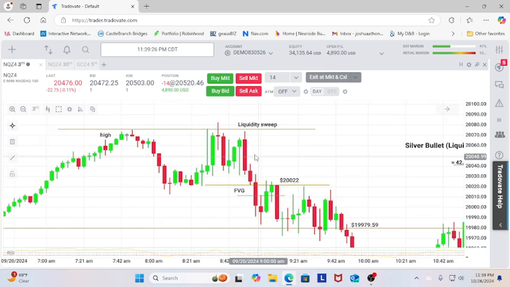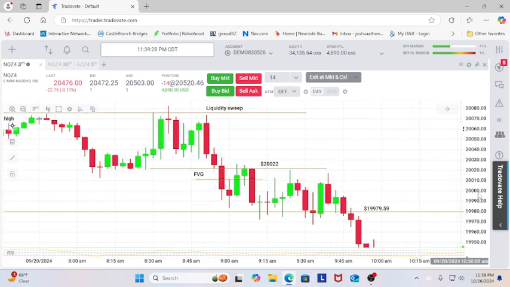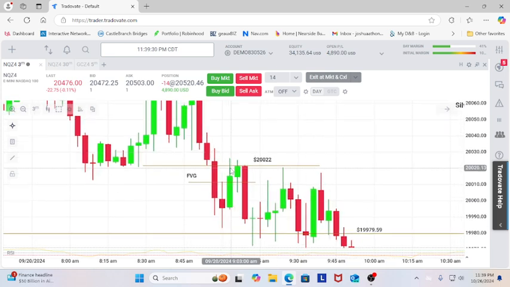The next thing we're looking for within this fall is our fair value gap. So you can see in between this red candle and this red candle, we have a space open in between the bottom of this wick and the top of this wick. This here, already drawn off, is our fair value gap. So when it falls down here, we spot the FVG.